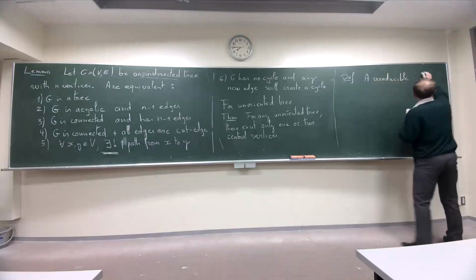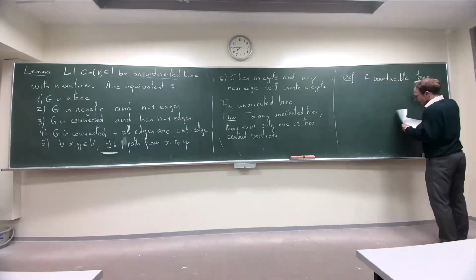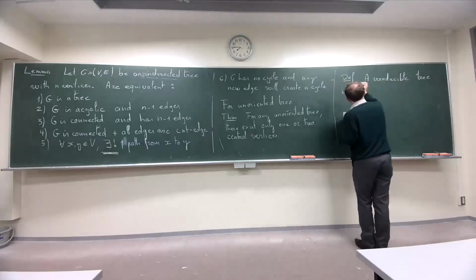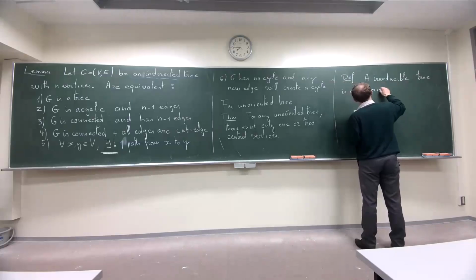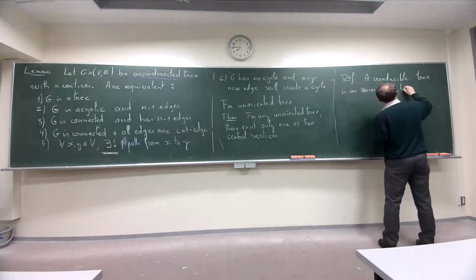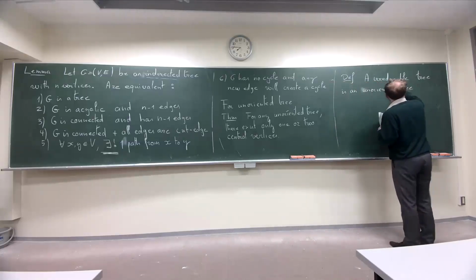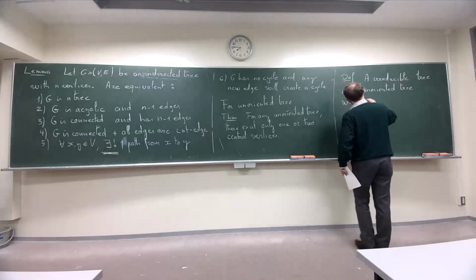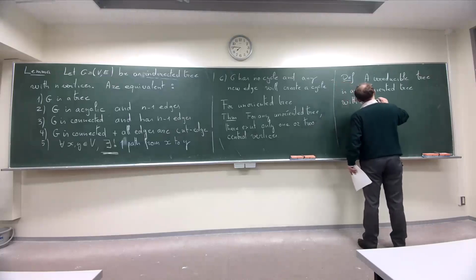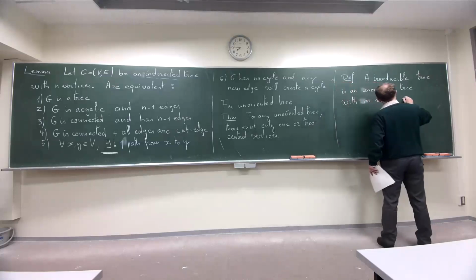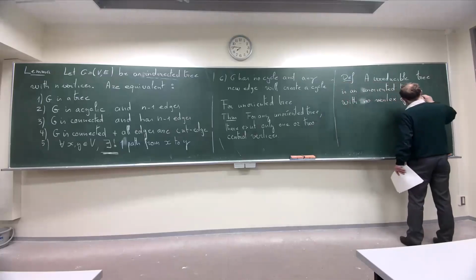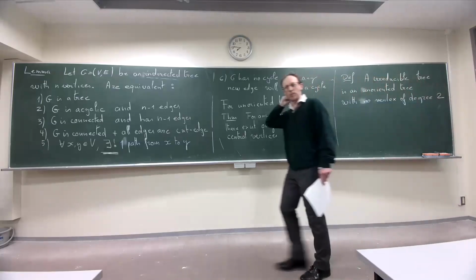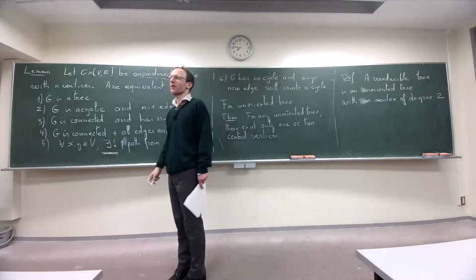Irreducible tree, and you will see it's a natural definition, is an unoriented tree with no vertex of degree 2. You can wonder why I don't want to have a degree 2. Because this is a boring situation.